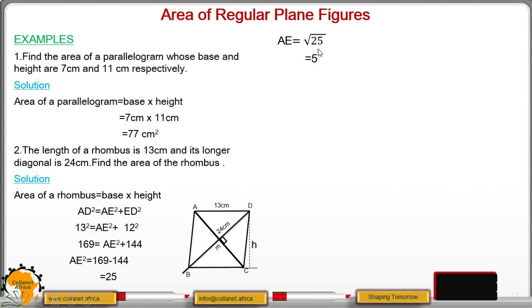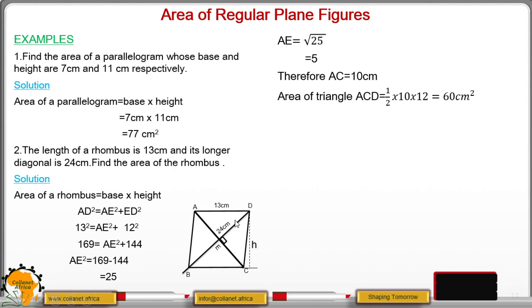AE squared is 25. So AE is the square root of that, which is 5. So it implies that the length AC, or the diagonal AC, is equivalent to 10 centimeters. So we now have AC. So we can have this triangle ACD and ACB. So let us get the area of triangle ACD, which is a half base times height.